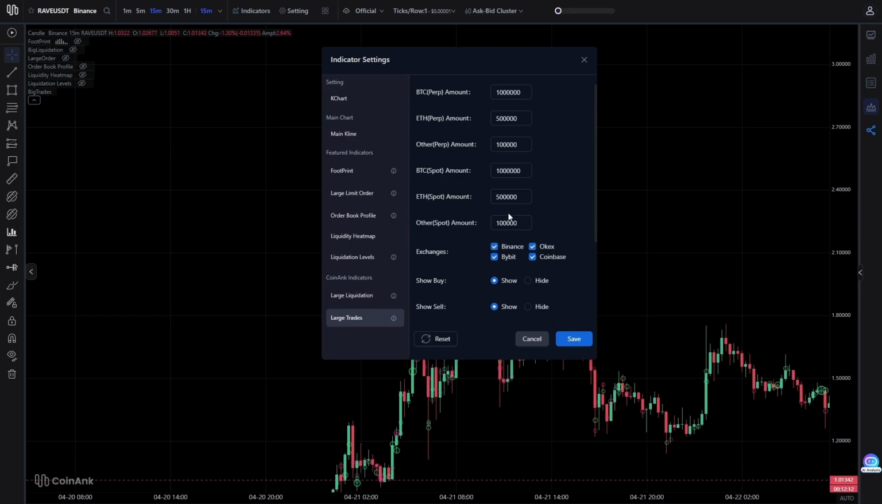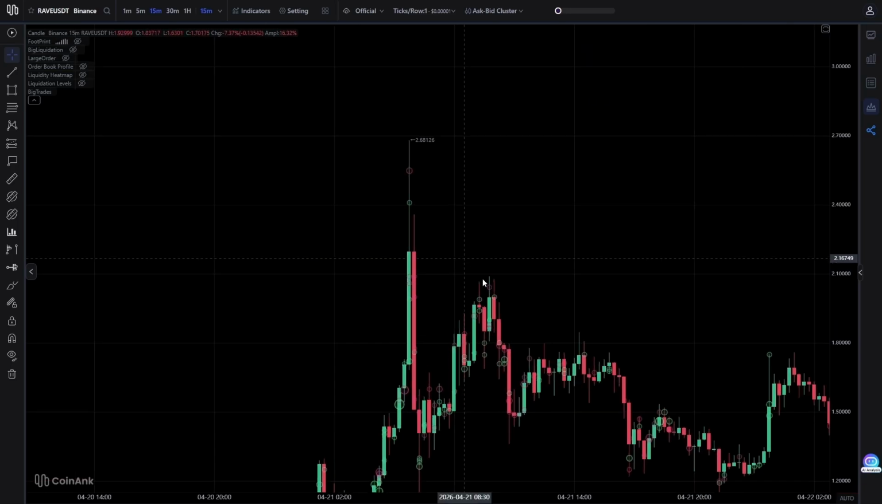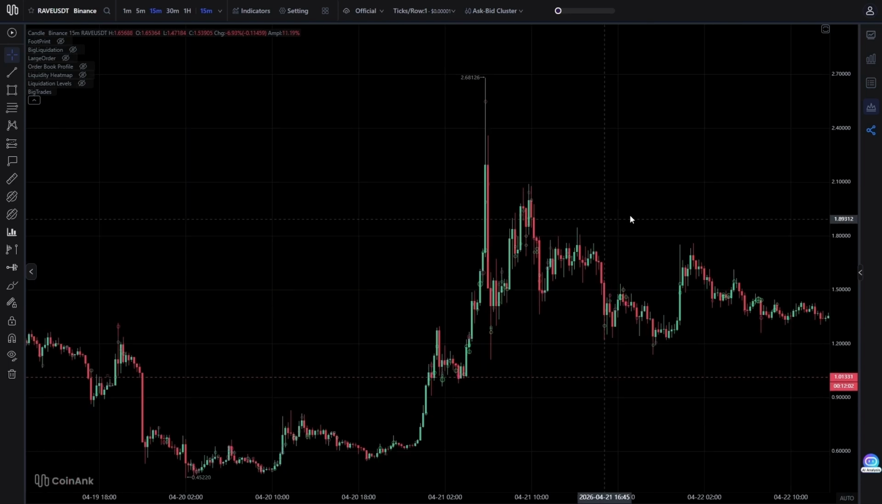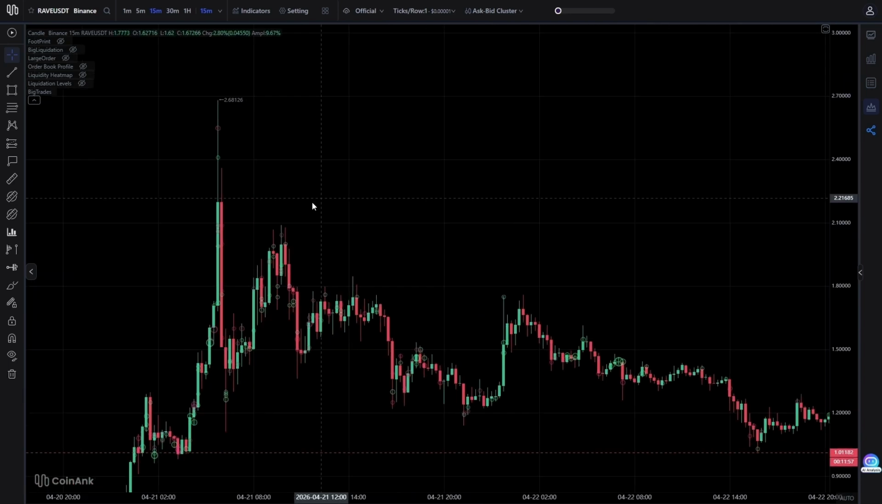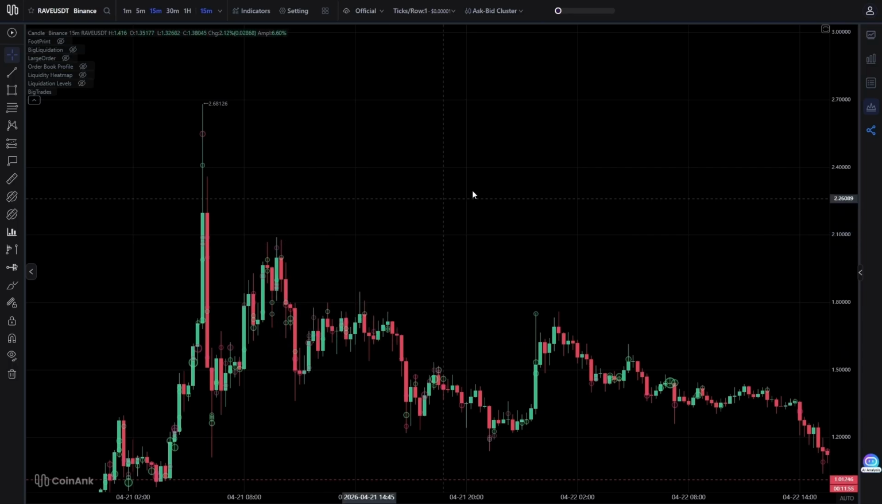You can adapt these numbers here for others and others, so both for perpetual and spots, so you can play around with it to see on meme coins or low cap coins where big market orders come into play in order to try and scalp based off order books. So just wanted to mention that we also have that here in CoinAnk.